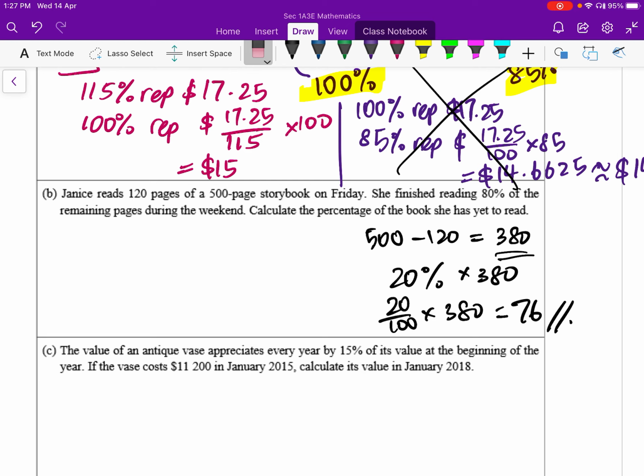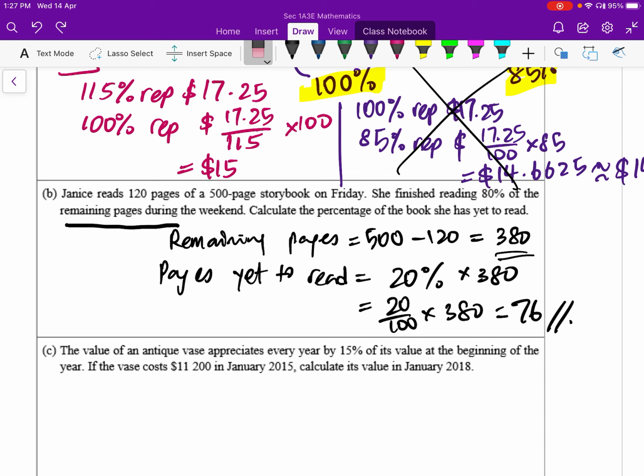If you do this, do you know what's happening? You might, but the teacher might not. So I need you to write down the statements. They say calculate the percentage of the book yet to read. Sorry, percentage of the book she has yet to read. Sorry, my mistake. This is wrong. Percentage yet to read. Okay, thanks for pointing out. So percentage yet to be read. To be read. Okay.